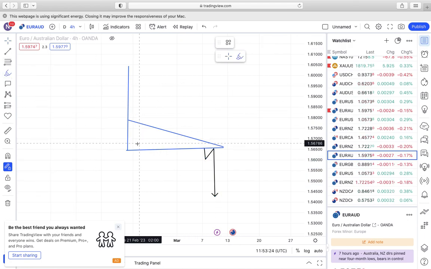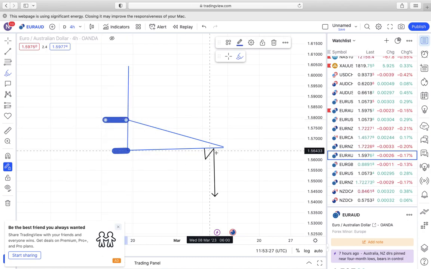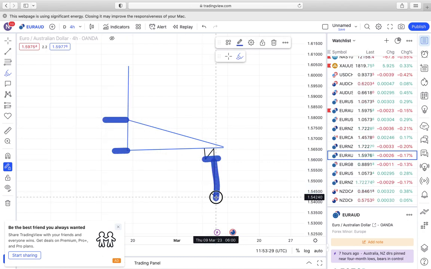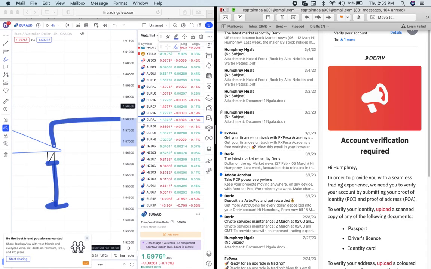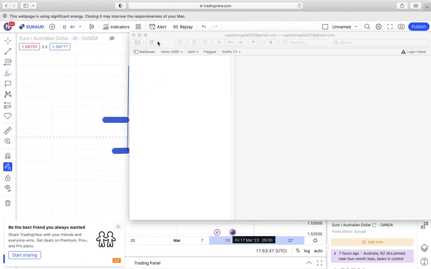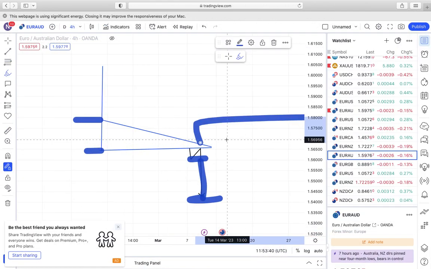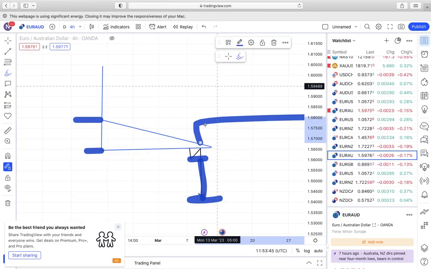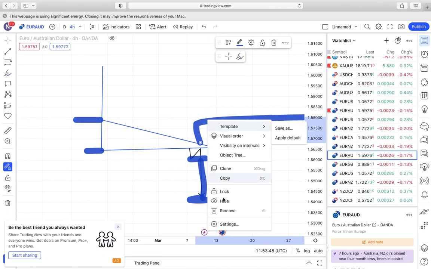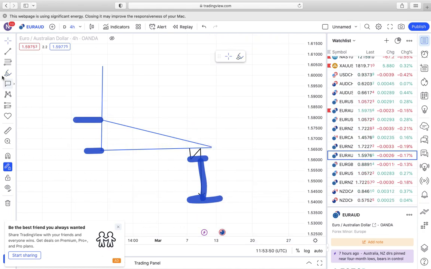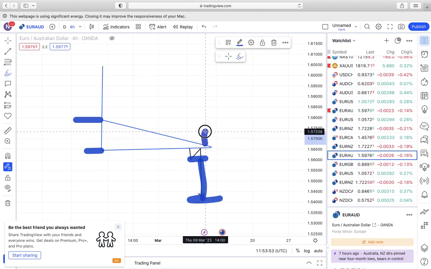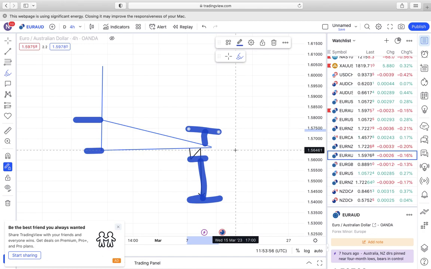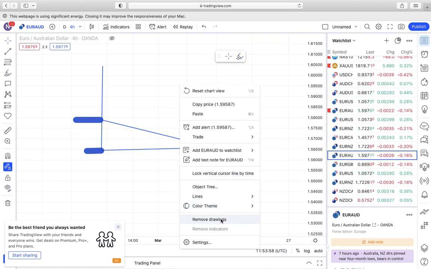Now what do you do? Measure this distance from here up to here. Then at your entry, that one should be your take profit. Stop loss should be some 50 pips or 20 above this. That one is very easy, and we are done with the descending and ascending.